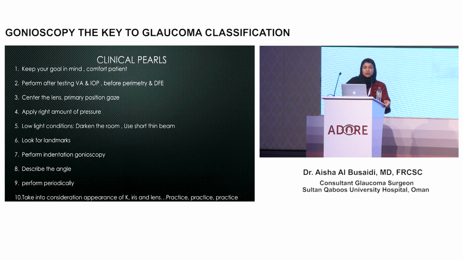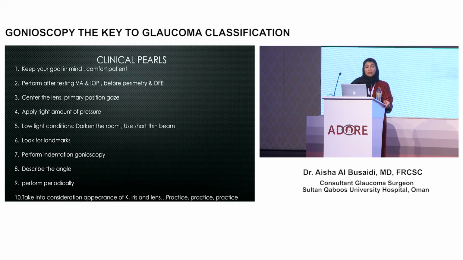So some clinical pearls: you keep your goal in mind, you comfort the patient, you perform the testing undilated, with an undilated pupil after testing vision and pressure. You would center the lens not to cause any sort of distortion with the patient in primary gaze position, because that's the natural position of the angle. You apply the right amount of pressure, and with a small diameter lens, you really can see the bubbles darting in and out. That's a good sign. When you see corneal folds, that means you're pressing too hard.